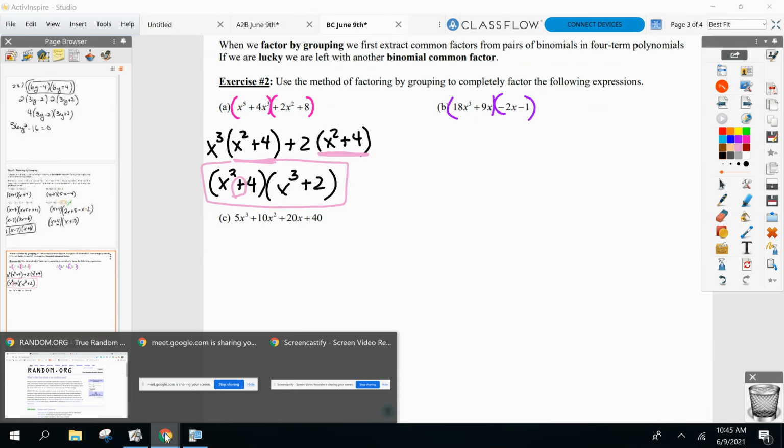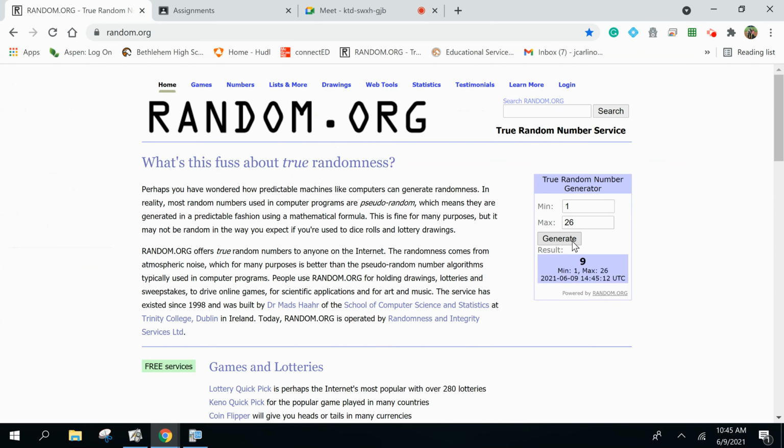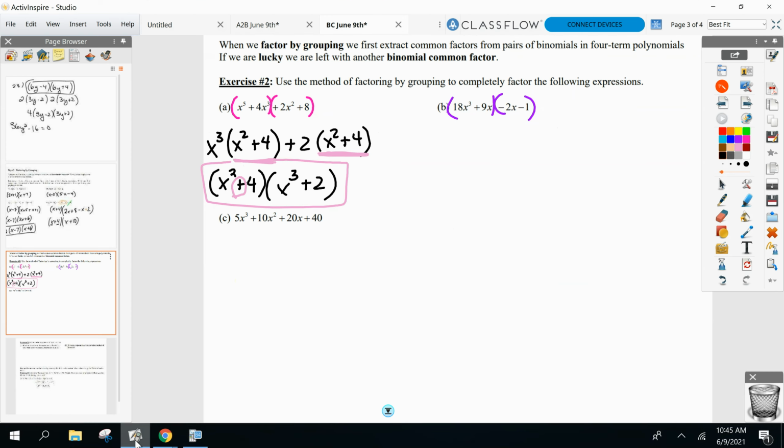What do you want to take out of the first grouping? 9 spot. Audrey, what do you want to take out of the first grouping? 9x squared. I like it. Let's take out a 9x squared. And what would you be left with? 2x is fine.